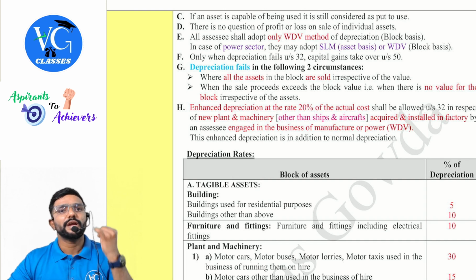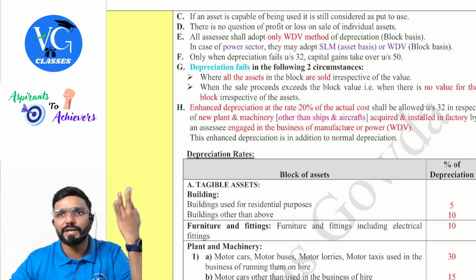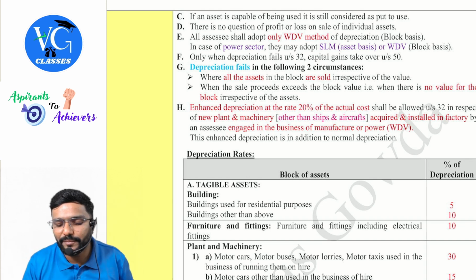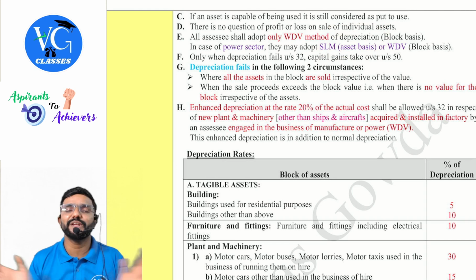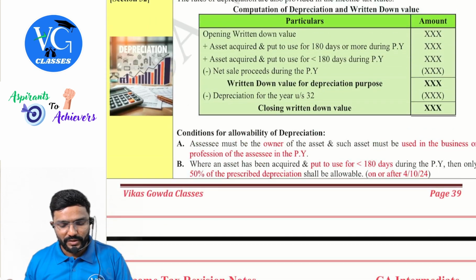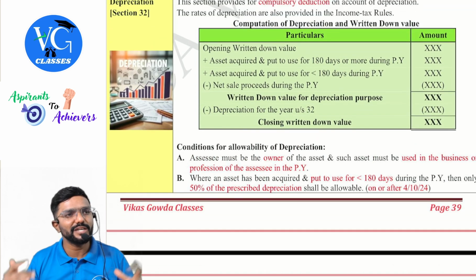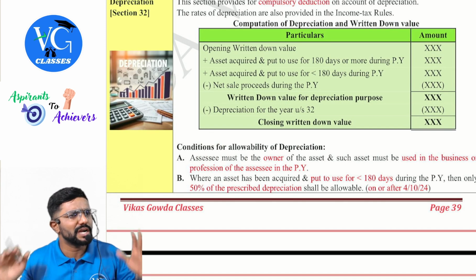What is the block, sir? A group of assets with similar nature and same rate of depreciation. Whereas under SLM method, depreciation will be claimed on asset to asset basis. For each and every asset, we will claim the depreciation separately. Okay, sir. Now, how do we calculate the written down value in the block? This calculation will be done for each and every block, guys.